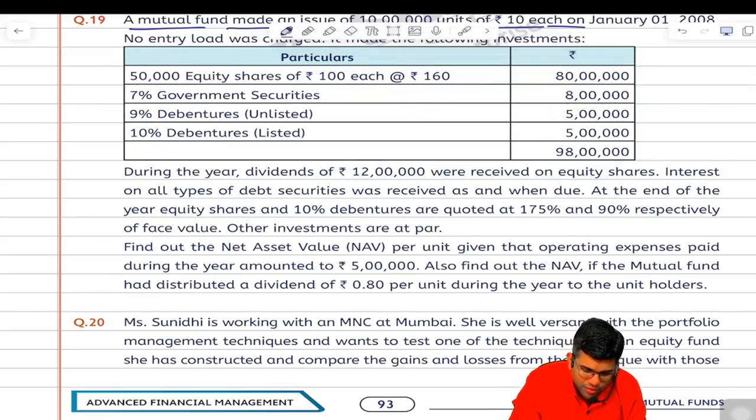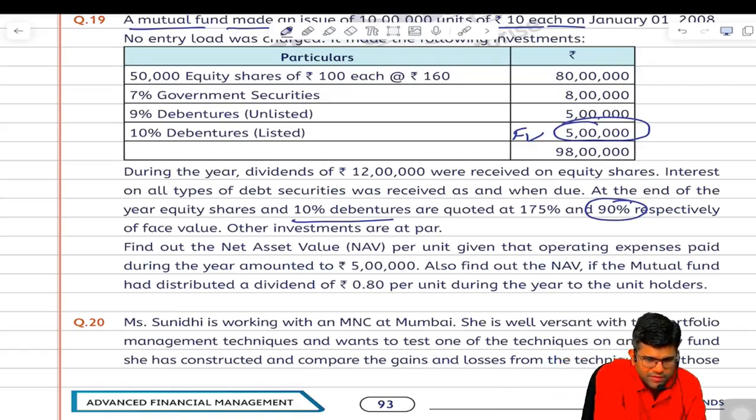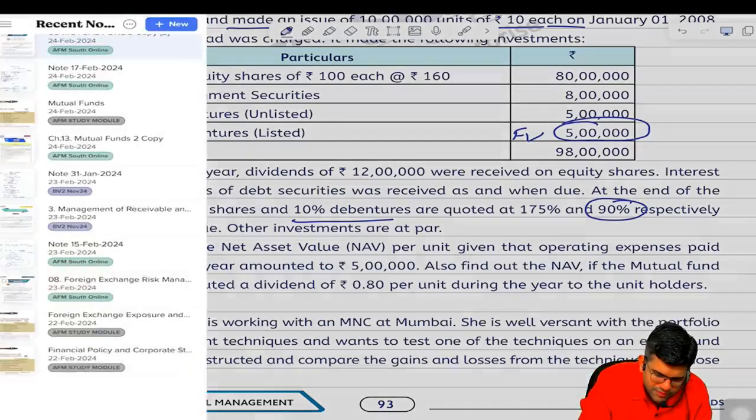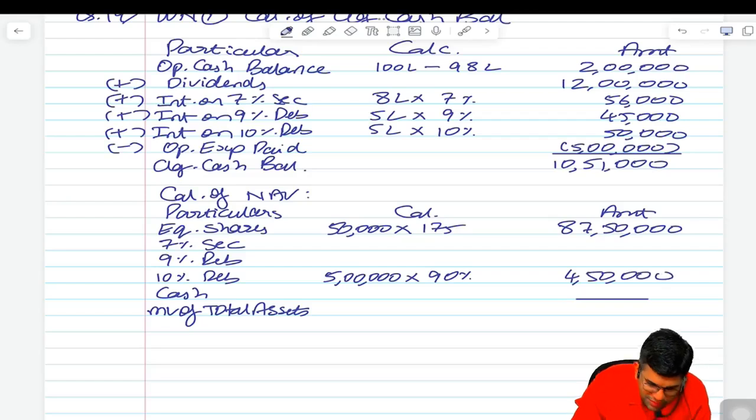Now, for the 10% debentures, they are saying it is 90% of face value. Here, I have no option but to assume that this also is the face value, because there is no information given. So we will consider this 5 lakh to be the face value, and we will take 90% of it. So I'll write here 5 lakh into 90%, 4.5 lakh rupees is the value of the debentures.